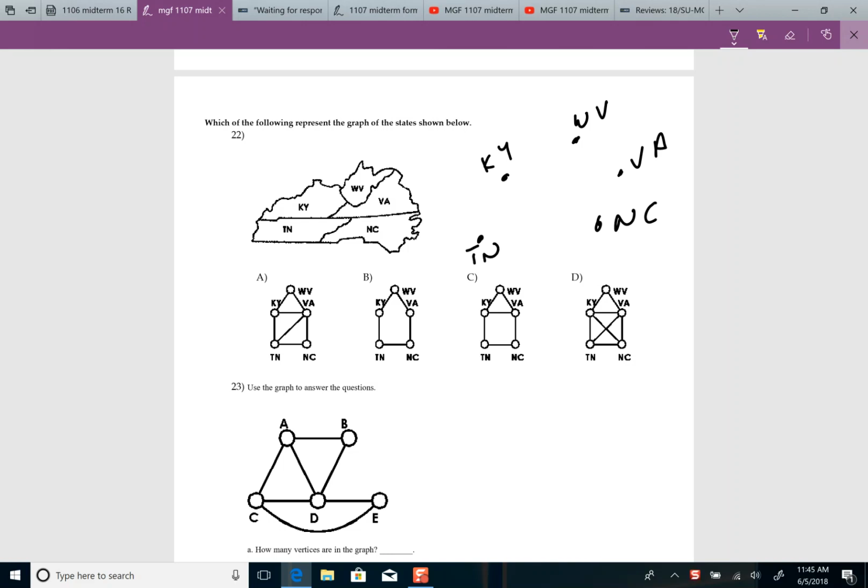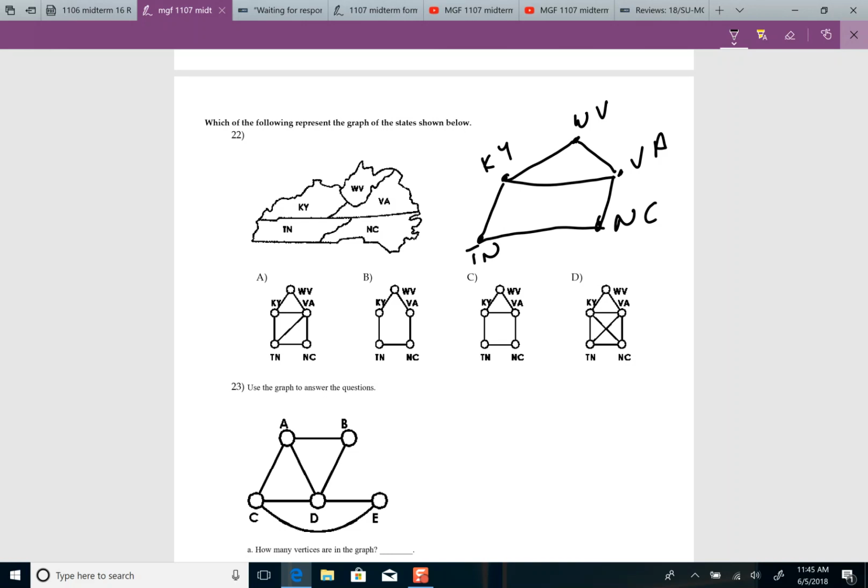So using the same letters that were in the graph, and then also putting them in the same places that they have them. So West Virginia is touching Kentucky and Virginia. I can see that. Virginia is touching North Carolina, but it's also touching Kentucky. Kentucky is touching Tennessee. Tennessee is touching North Carolina.